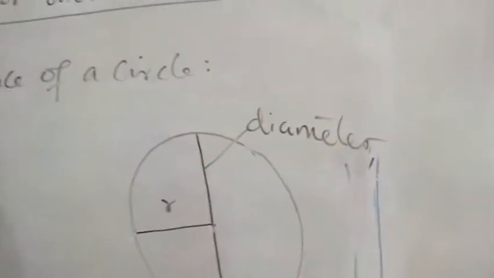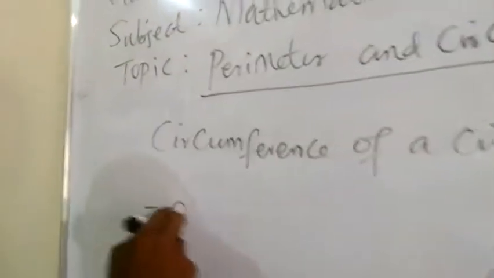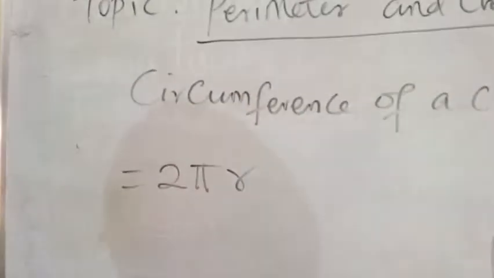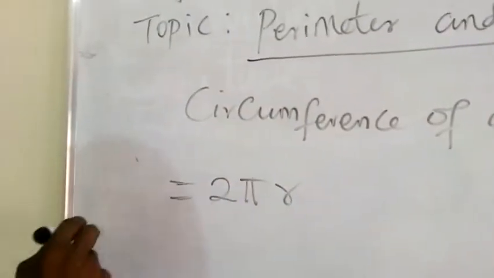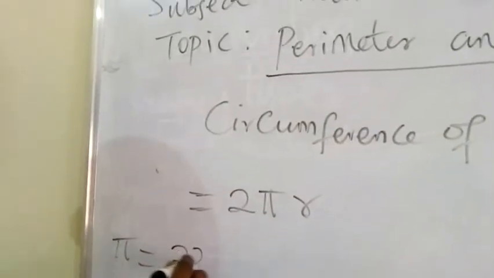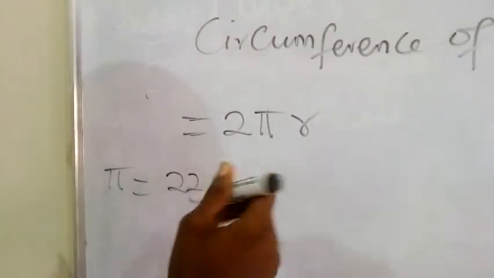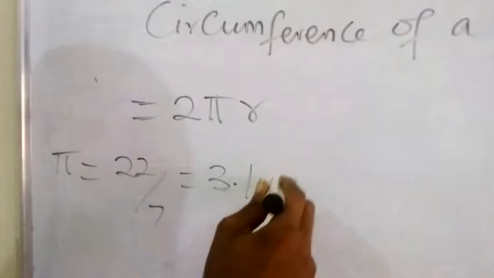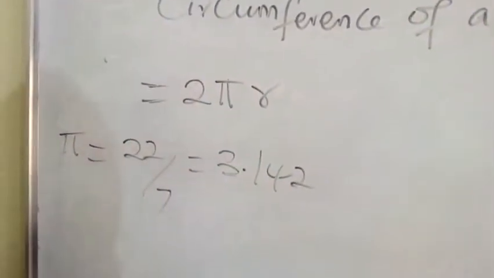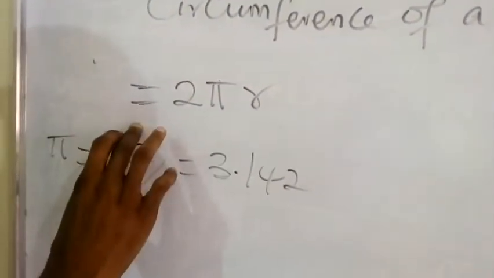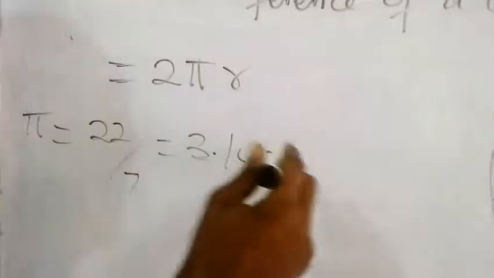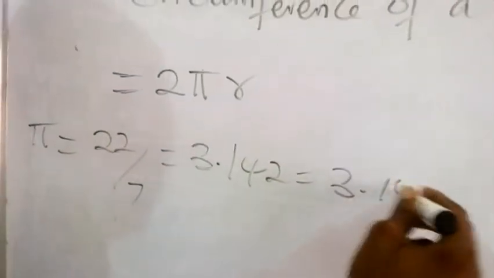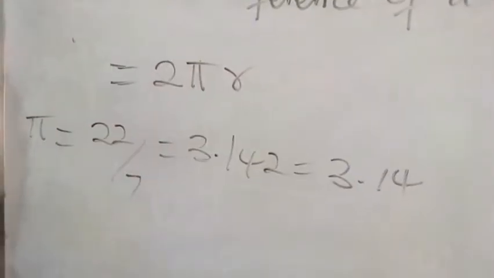And the formula for finding circumference of the circle is given as 2 pi r, where pi is 22/7 or 3.142. So the value of pi is either given as 22/7 or 3.142 or 3.14, depending on the textbook used.